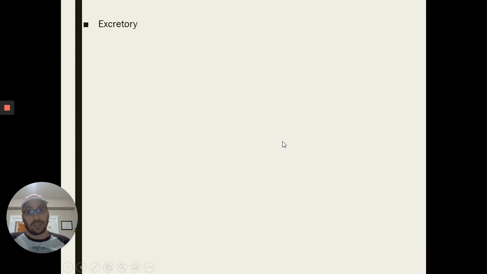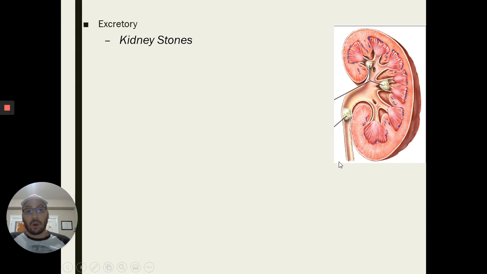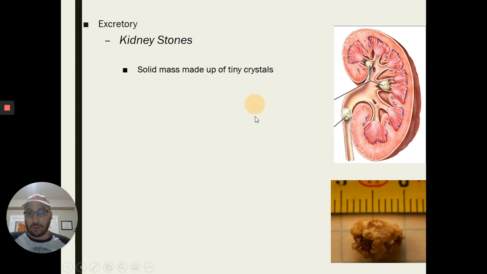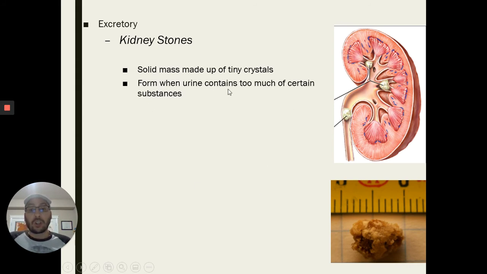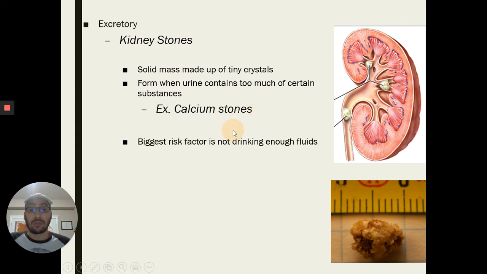Excretory system. This one's gross, guys. Kidney stones are what we're going to be talking about here. So you can see here's a kidney, a cross section of a kidney. We have those nephrons here, and we have some stones that are formed. They are solid masses made up of tiny, tiny crystals, okay? And they form when urine contains too much of certain substances, like calcium stones.